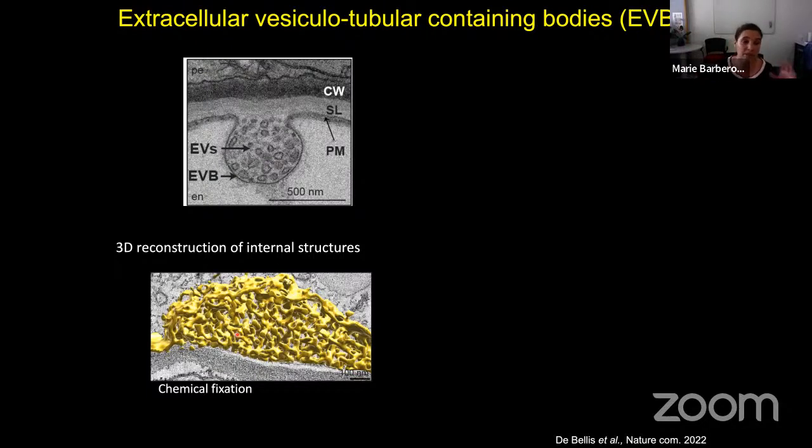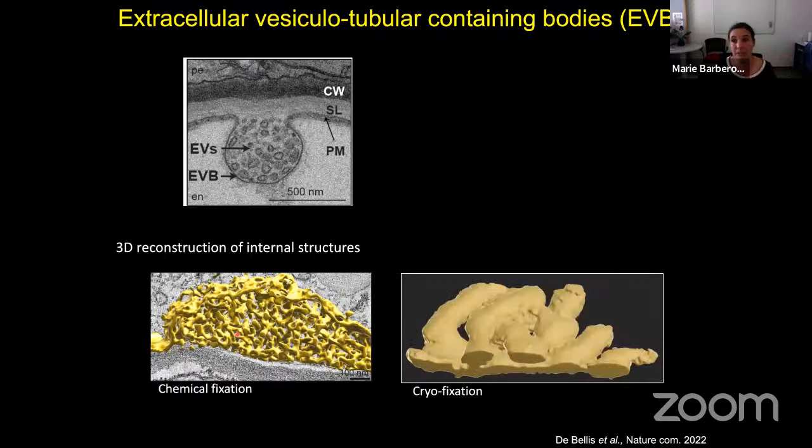We wondered if the chemical fixation itself could lead to some artifact explaining this highly reticulated network. So we did some cryofixation, and we can still see tubules that form a network, but with much lower density. You see that they are bigger. They really resemble ginger root. These structures we call extracellular vesiculo-tubular containing bodies. We constantly see them, again, even with the cryofixation, in cells that are suberizing.